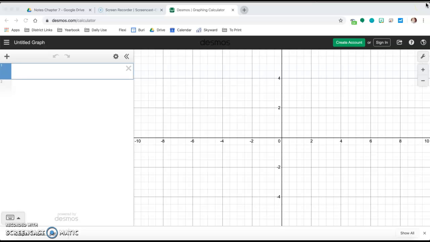Hey Algebra 2, I want to do today's lesson on my computer so you can kind of see what's going on when I do the Desmos activity in our notes.